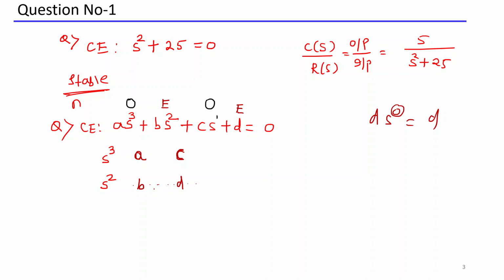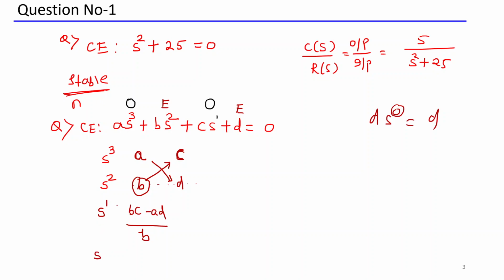Now you have to find out the remaining powers of s. Let's say I want to find the coefficient of s to the power 1. According to the RH criterion, you multiply diagonally, b into c, then subtract a into d, divided by the previous s square coefficient, here b. This is the term for s to the power 1. Is any other coefficient possible? No, I don't think so.